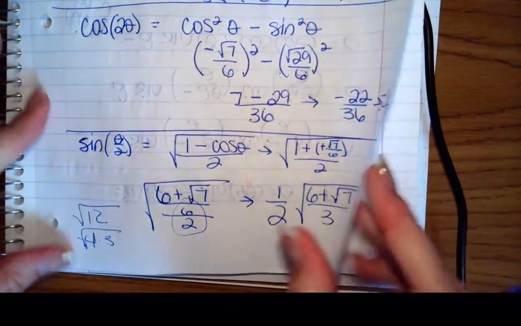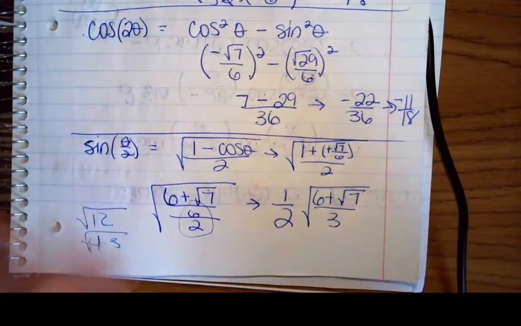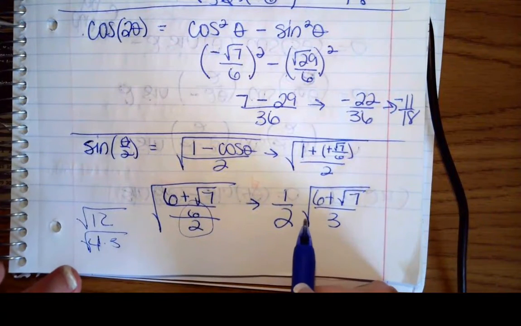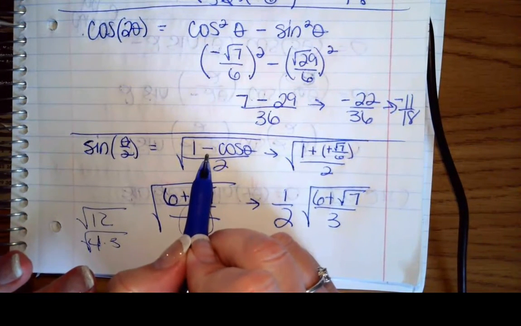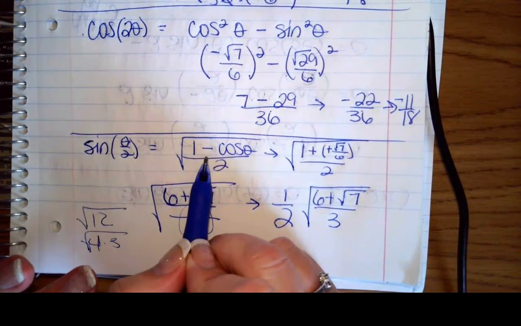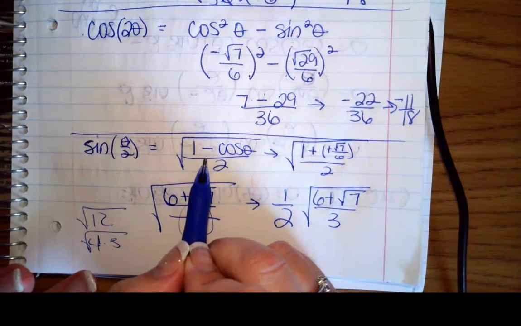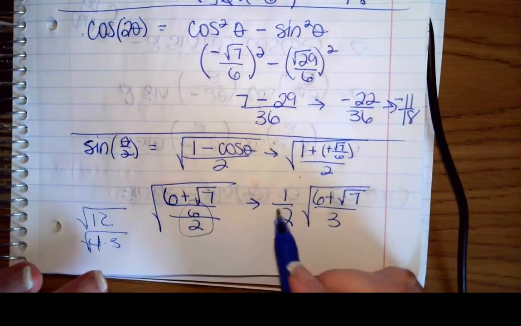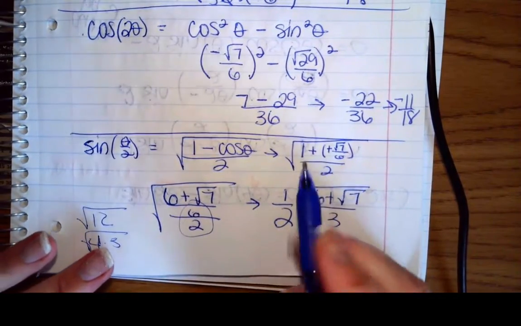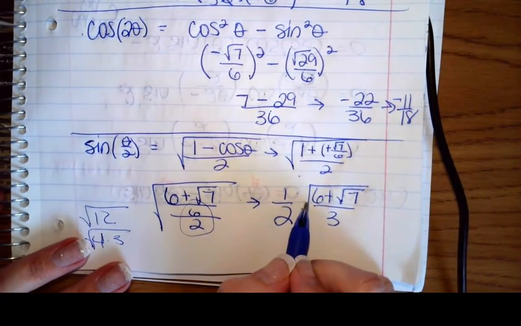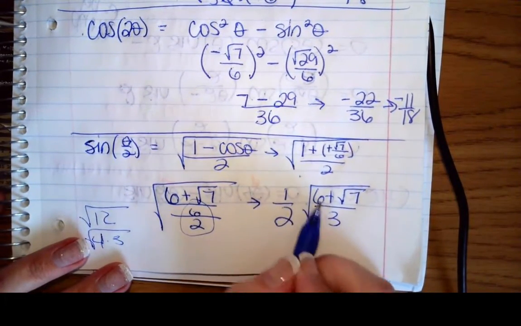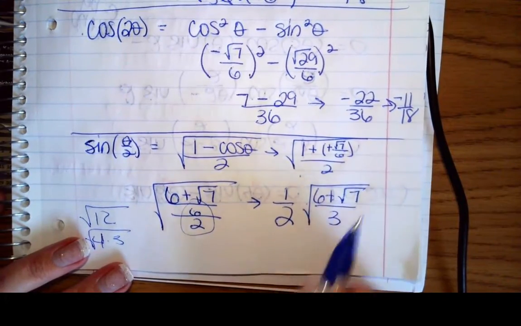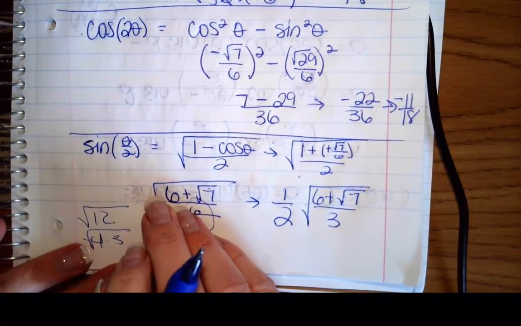All right, so let's do cosine theta over 2, which if you'll recall is the exact same thing, except instead of subtraction, it's addition. So I will have, did I do that wrong? Hang on, I'm looking. No, it's 1 minus the negative. All right, so 1 minus the negative. For your cosine of the half angle, you're going to have 1/2 of 6 minus root 7 over 3, just because of the sign changes.